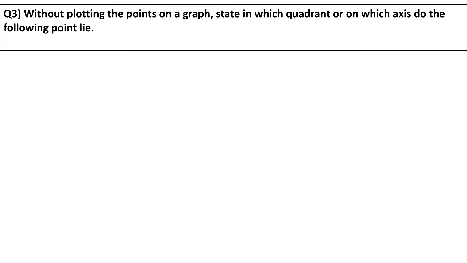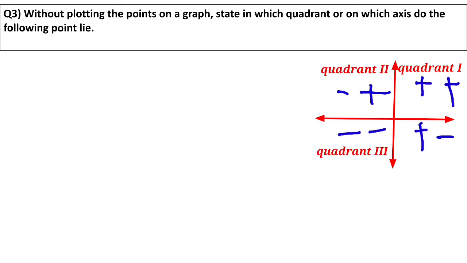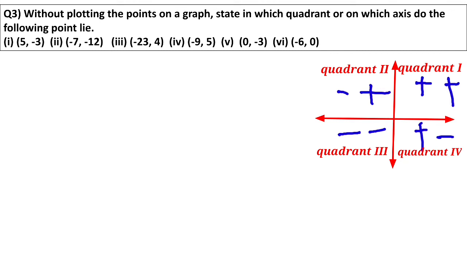Without plotting the points on a graph, state in which quadrant or on which axis the following points lie. Whenever we do this type of question, you have to imagine the quadrants formed when we make the x-axis and y-axis, and the quadrants work anti-clockwise. In the first quadrant, both coordinates will be positive. In the second quadrant, x will be negative, y will be positive. In the third quadrant, both coordinates will be negative. In the fourth quadrant, x will be positive and y will be negative.